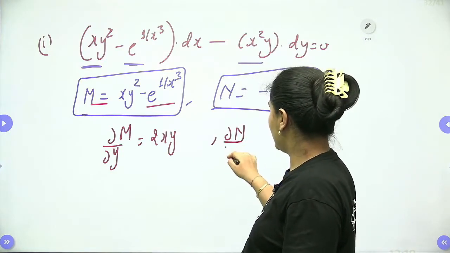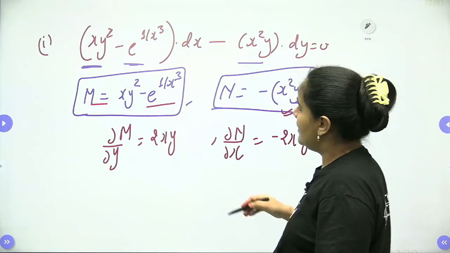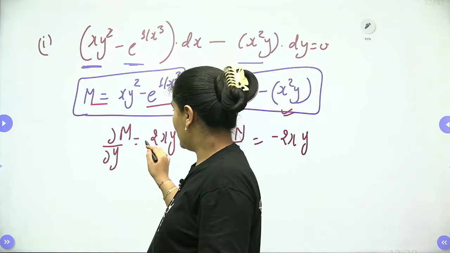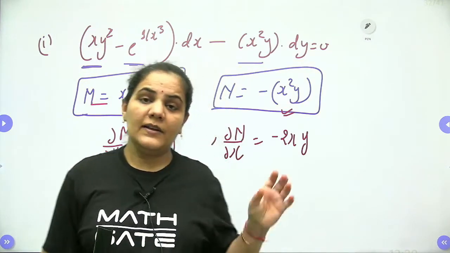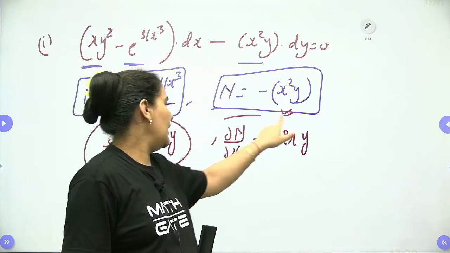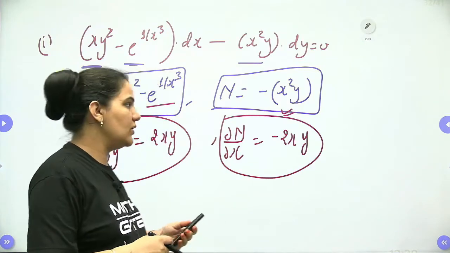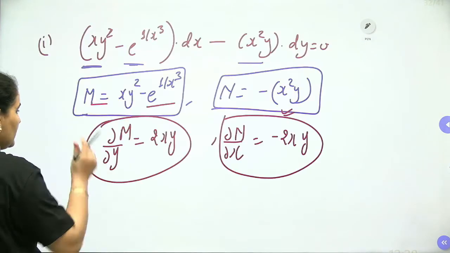When we approach here, del n by del x will be minus 2xy only, yes, exactly. So we can see that it's definitely a non-exact equation, because the values of del m by del y and del n by del x are different. So hence it's a non-exact equation. Okay. Now let's approach for this one, dear students.